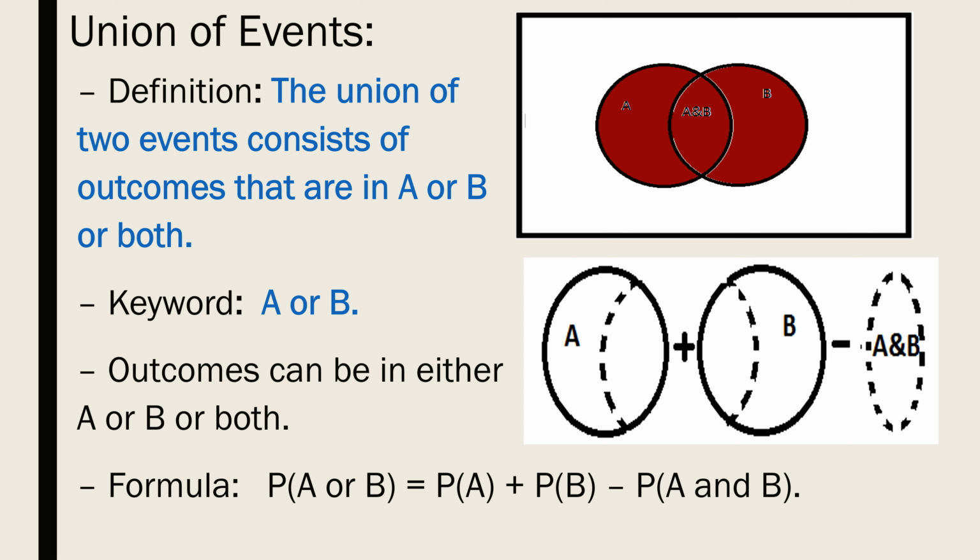Next, union of events. The union of two events consists of outcomes that are in A or B or both. Outcomes can be in either A or B or both. The probability of A or B happens equals the probability of A happens plus the probability of B happens, subtract the probability A and B happens. We want to subtract the common area here, because we do not want to count the common area twice.